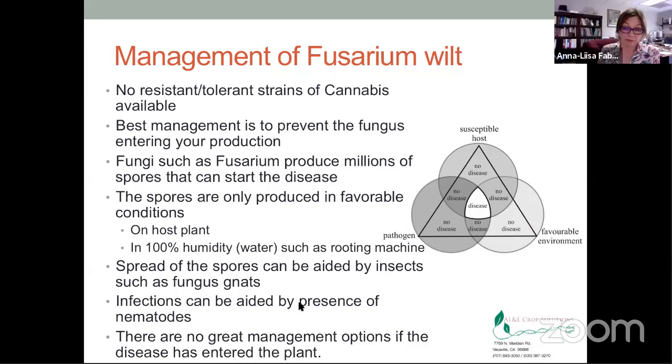Right. Yes, and often growers have been battling with this issue for a long time, and they go through very strenuous cleaning practices at their facility, and they again have the same issues the following year.